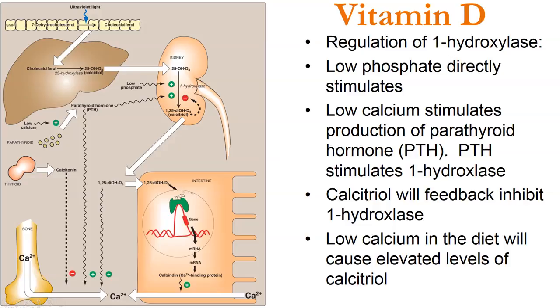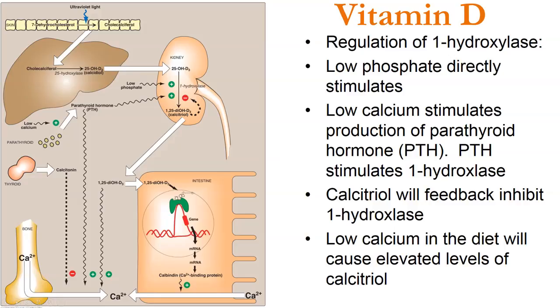So the other thing that's going to happen is low calcium is going to indirectly stimulate this 1-hydroxylase to make the potent form of vitamin D. And how this works is via parathyroid hormone. Okay, so parathyroid hormone is going to stimulate 1-hydroxylase, and I'm going to show you the progression of that in the very next slide.